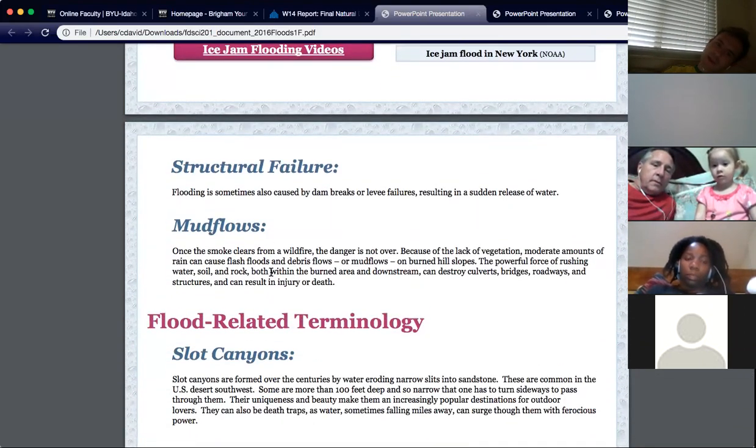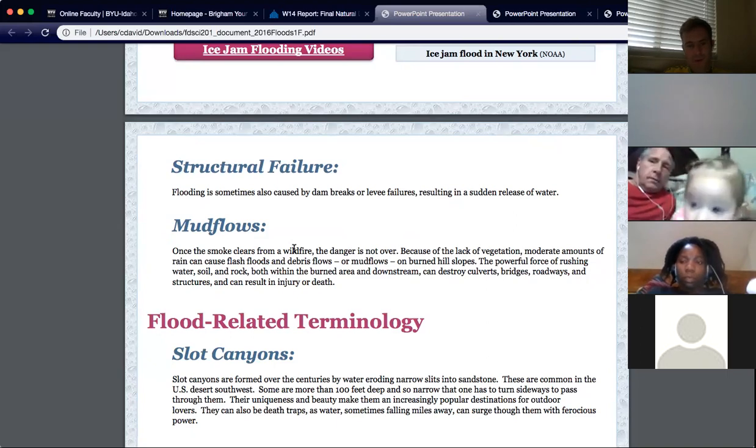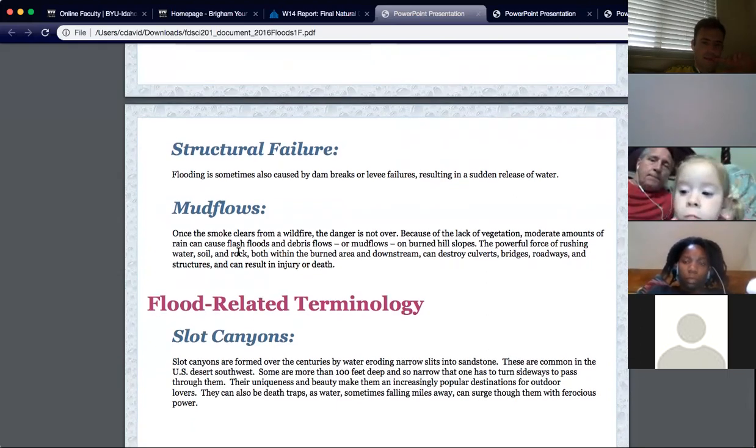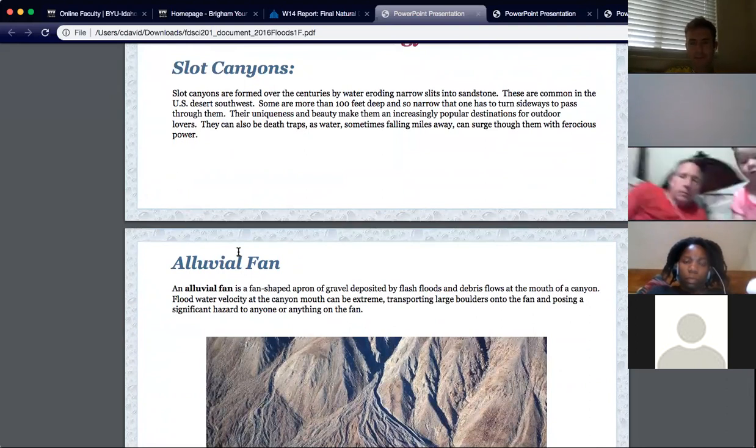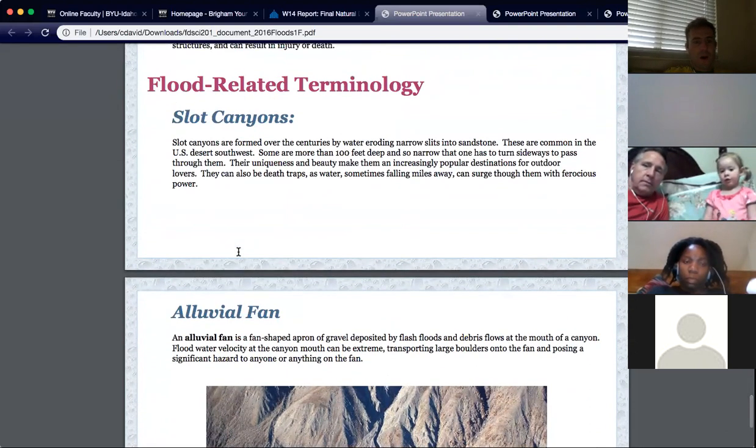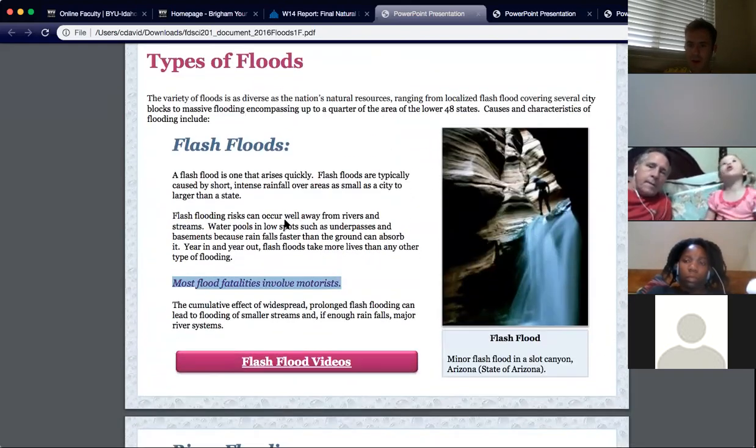So those are the big things. I guess they also say mud flows, but I'm not going to talk too much about that. We've talked about that already with landslides. So just a few terminology things: slot canyons. These are those really, really narrow canyons. There's a picture of one right up here. This is a slot canyon right here.